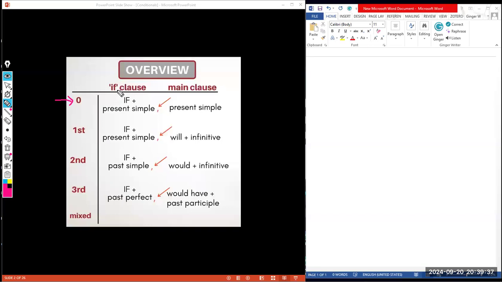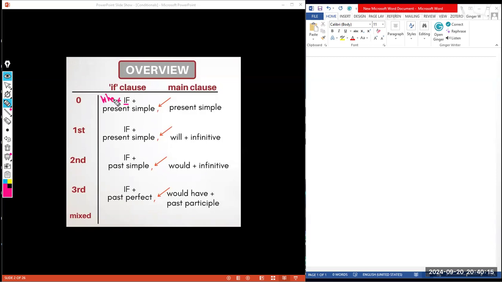Now, the first rule is the zero conditional. The zero conditional talks about two clauses. The first clause is the if clause. Absolutely, it's not a must to use if all the time. We can use when. Absolutely, I can show you some examples. So, this is the if clause, and the second clause is the main clause. Now, the zero conditional is saying that if you want to use if, as I told you, or when, because both conjunctions have the same meaning, when or if.